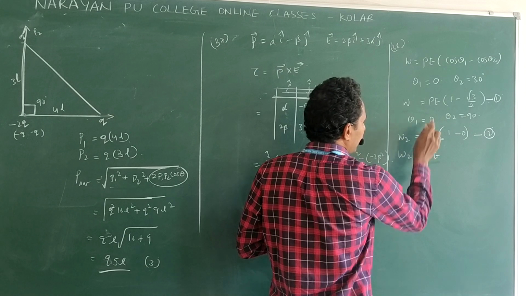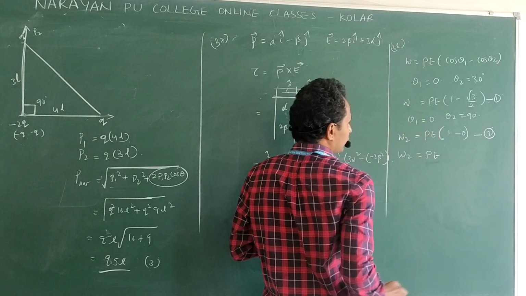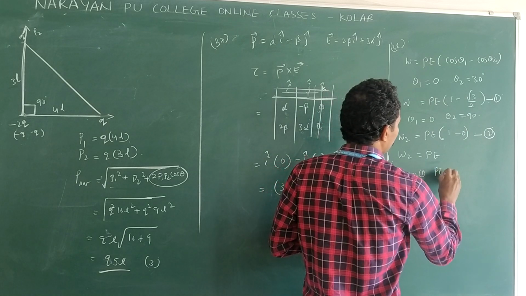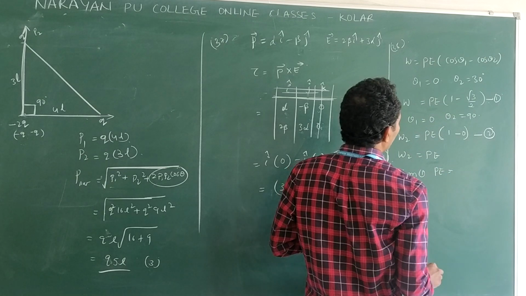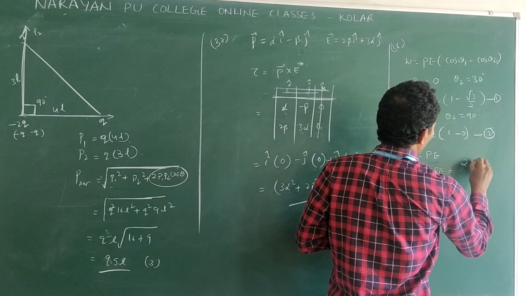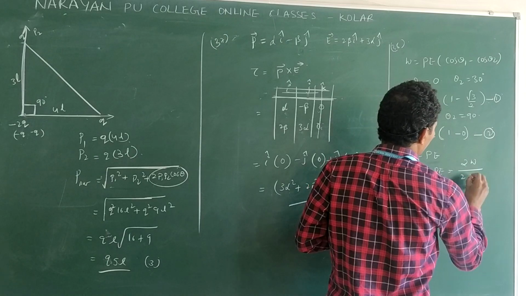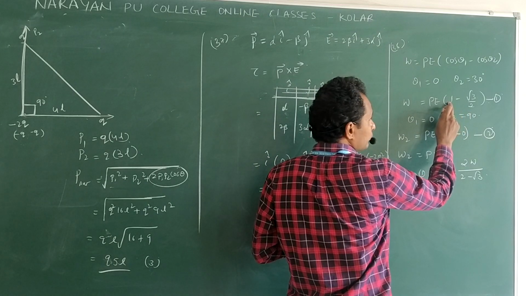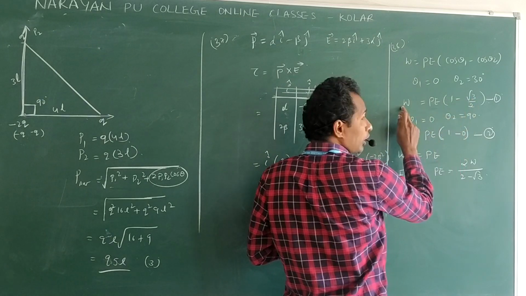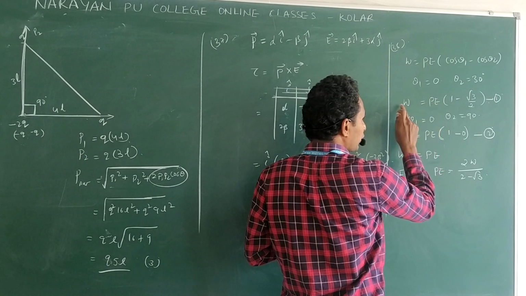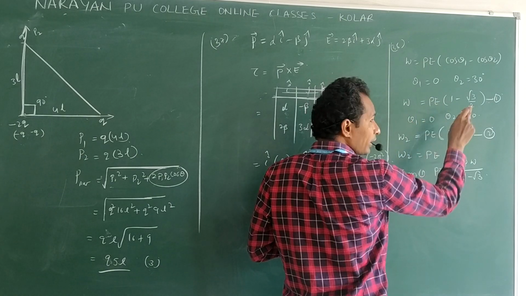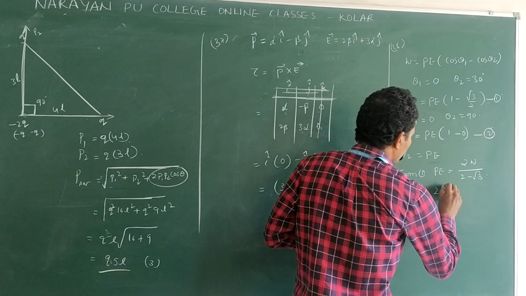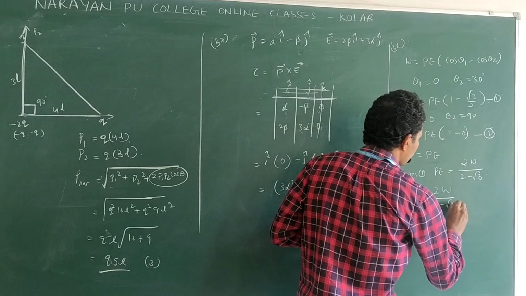PE we have to write from equation 1. From equation 1, PE is equal to, you make it this subjective, then what do you get? 2W by 2 minus root 3. LCM 2 minus root 3 by 2. 2 comes here. If you make it P subjective, 2W by 2 minus root 3. Now this PE value substitute here. W2 is equal to 2W by 2 minus root 3.